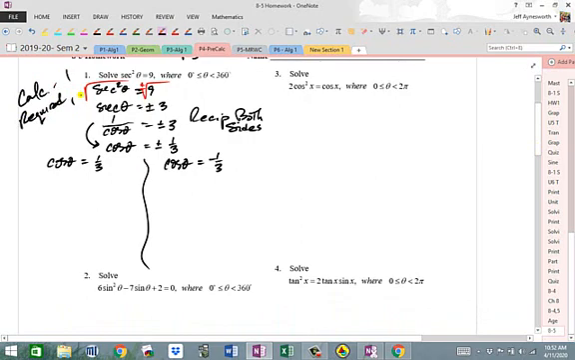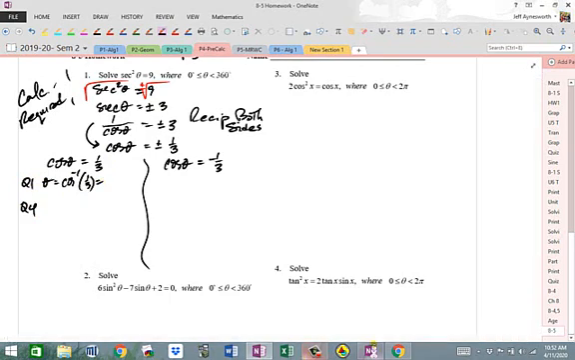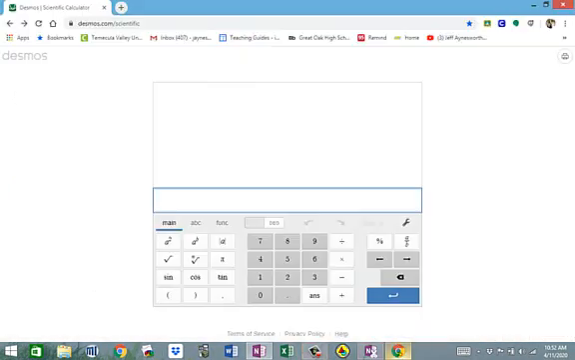Okay, so what we're going to do is we understand that cosine's positive in quadrants 1 and 4. All right, so we need a quadrant 1 solution, we need a quadrant 4 solution. So theta here is going to be equal to the inverse cosine of 1/3. So let's go to Desmos here and let's work on that.